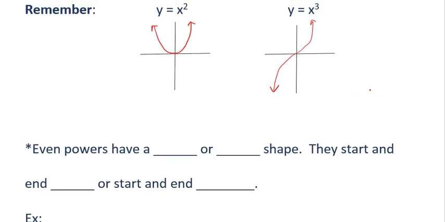In general, if a polynomial has an even power, like this x squared, x to the fourth, x to the sixth, and so on, even powers are going to have this U, kind of parabola, or a W looking shape. If they're facing up, they're going to start and end up. If they're facing down, they're going to start and end down.